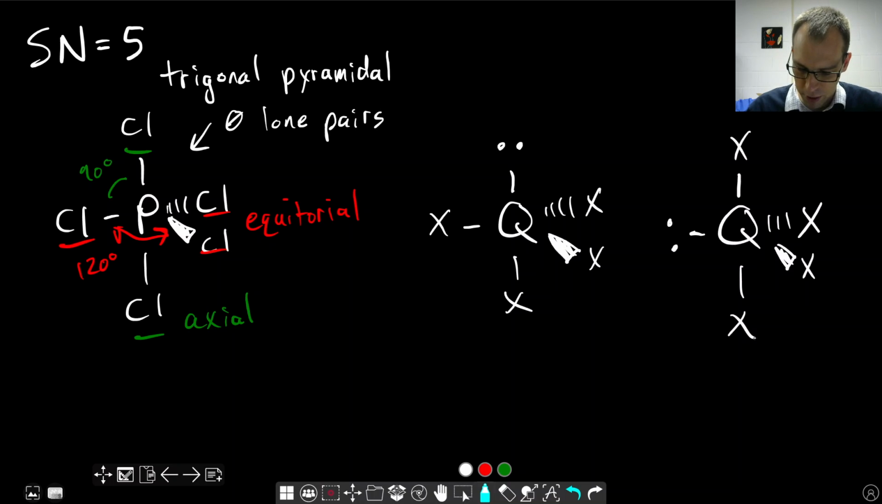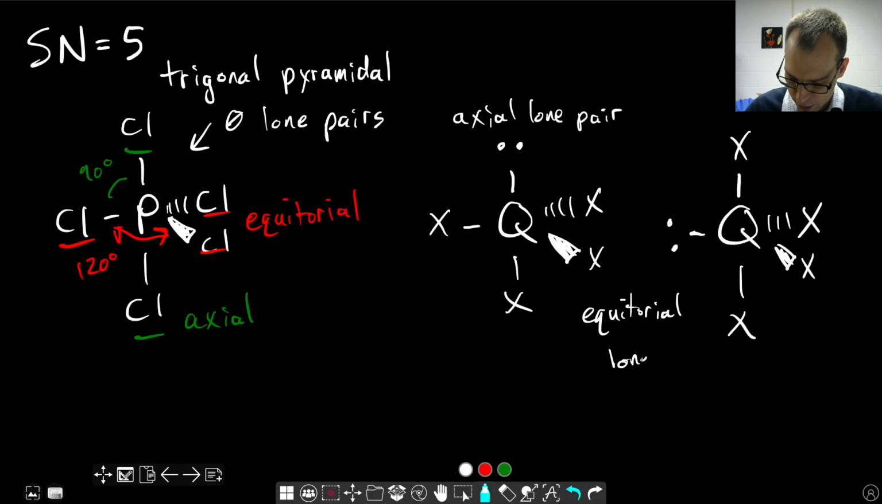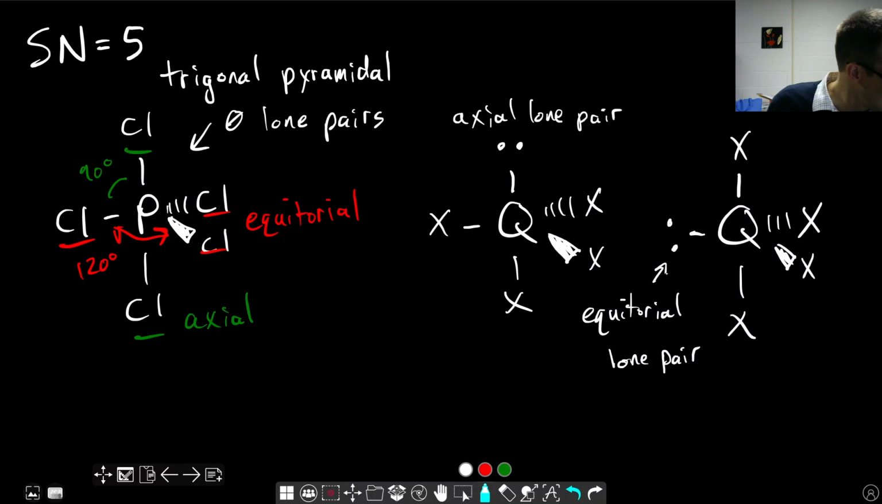Basically the question is whether the lone pair is axial in this structure, or whether it's equatorial. Maybe I did spell it right. You'll have to double check and see. Right, but it's equatorial. That's what's wrong. Okay, because it's equator. Anyway, so one of these is going to be favored over the other, and let's think about why.